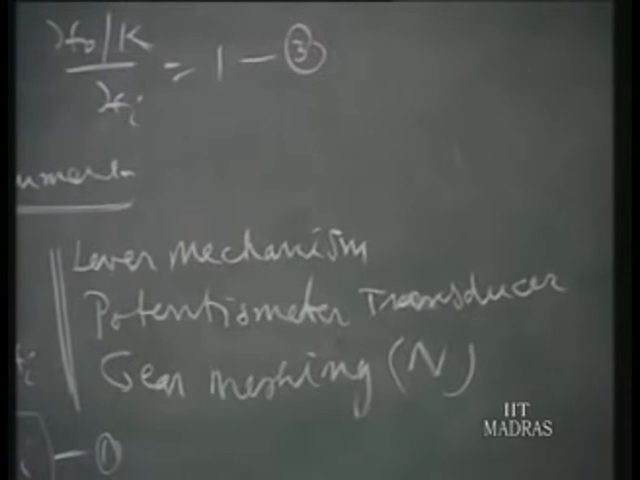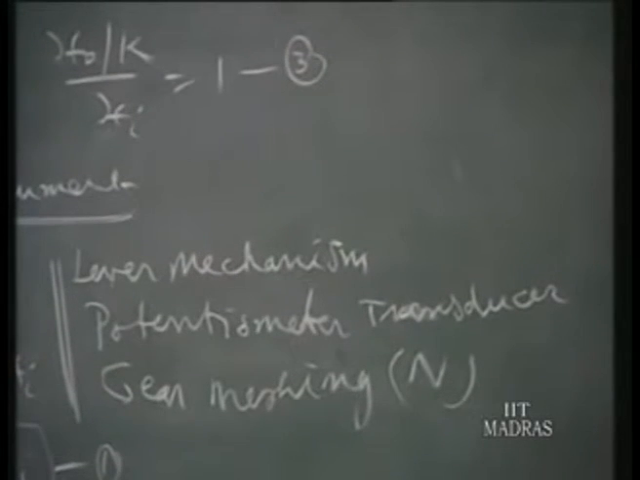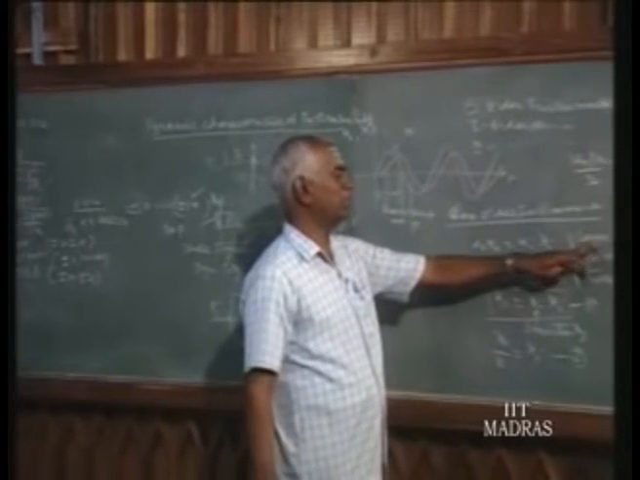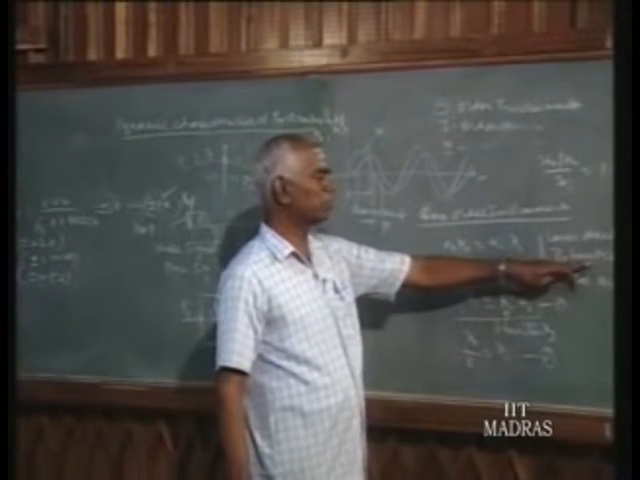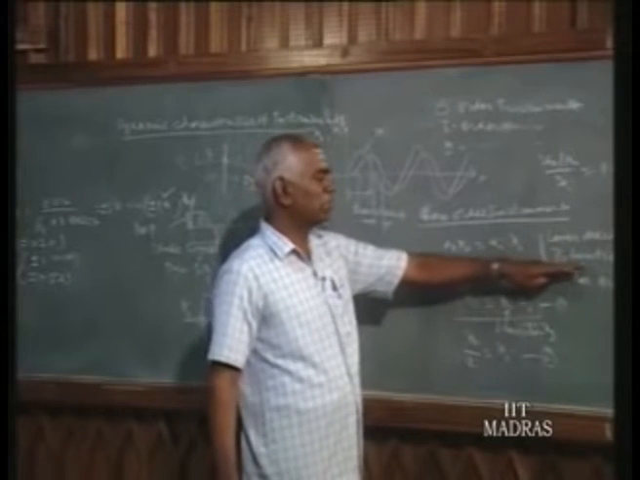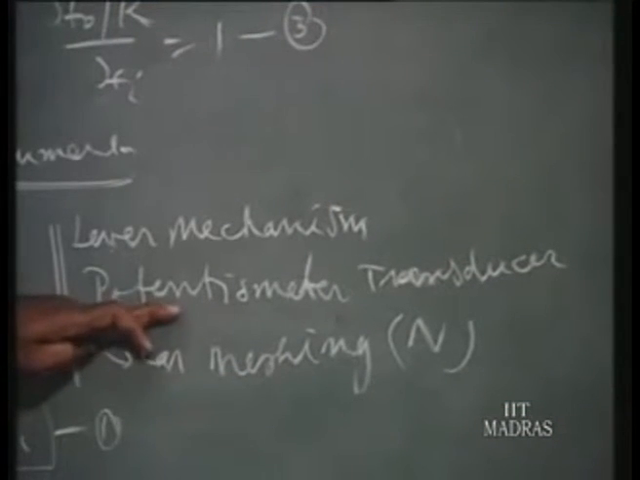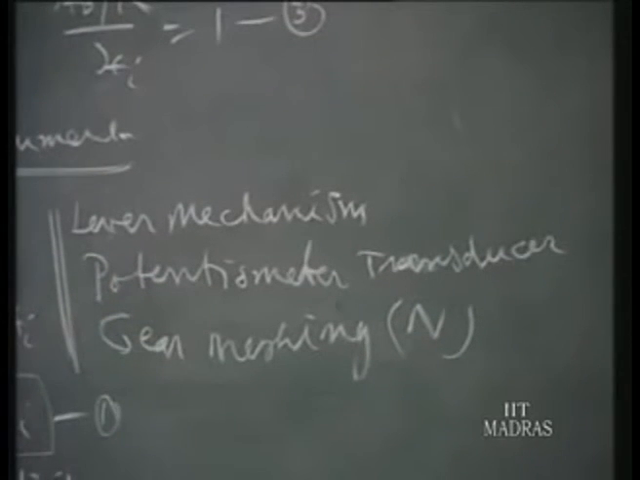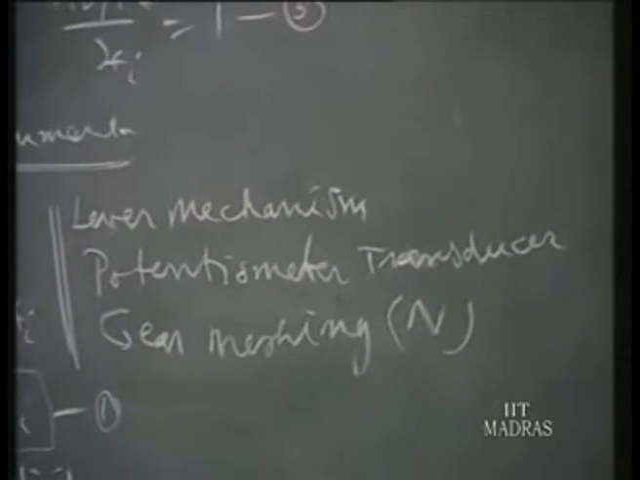These are mechanisms where you may have zero order realization, but some deformation may be there in the lever mechanism. A potentiometer transducer assumes pure resistance, but there may be some capacitance and inductance. To that extent, there is some time lag. In a gear mechanism, you may have backlash. So this will affect the functioning as a zero order instrument, but otherwise more or less they represent a zero order system.